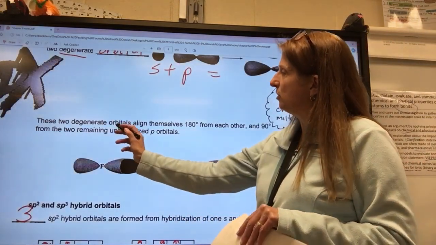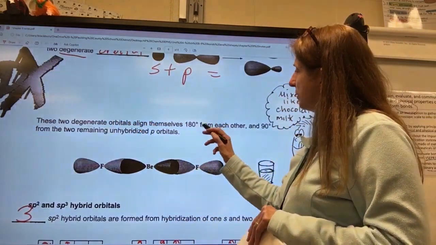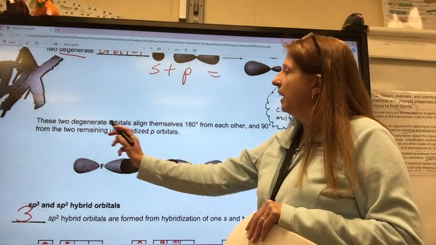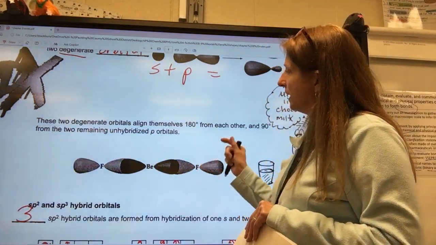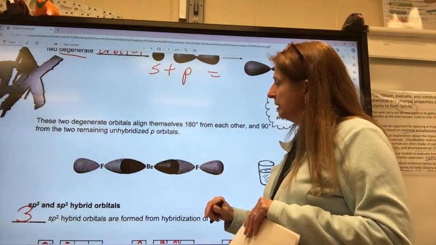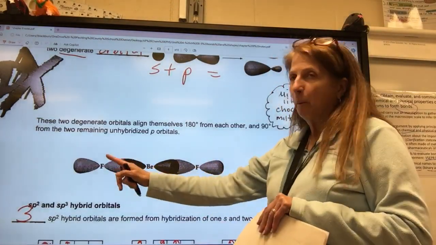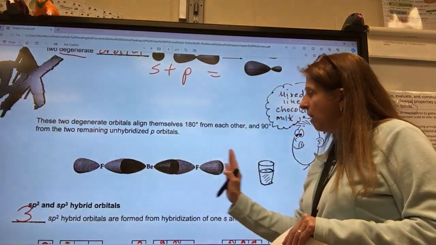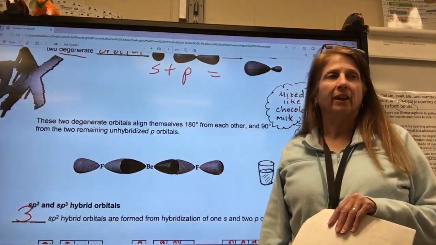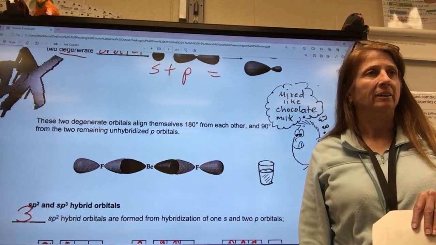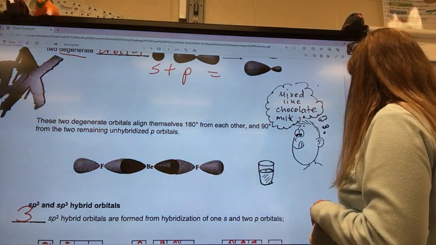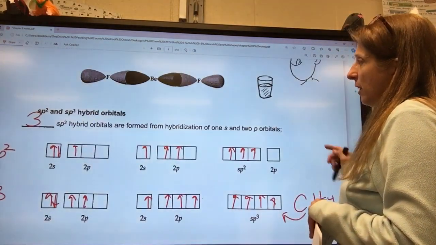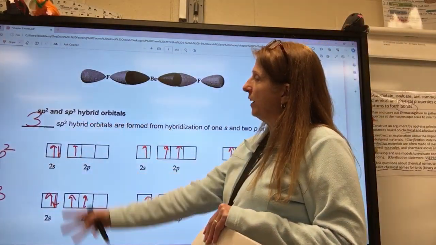Okay, so here are 2 degenerate orbitals that align themselves at 180 degrees from each other and give 90 degrees for the 2 remaining unhybridized p orbitals. And there it is, balanced, symmetrical bonding. Can you see how that happened? You understand it? Okay, so now what about 3?